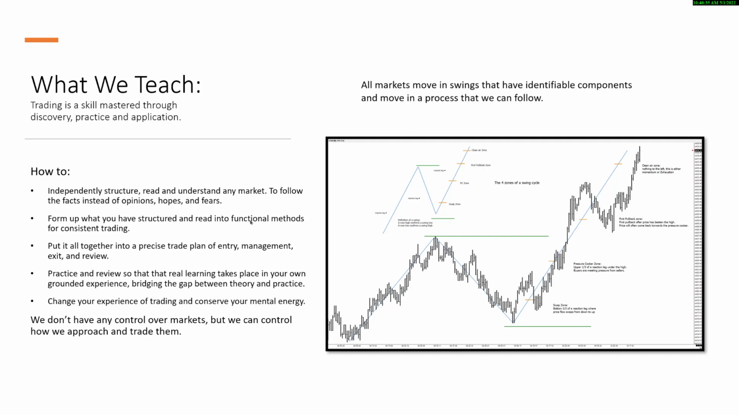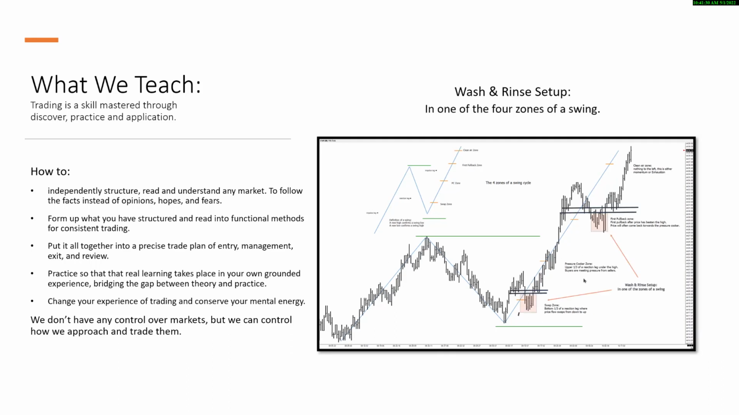Now, you will be learning several methods, but the first and main method you'll be learning to apply will be a wash and rinse setup. A wash and rinse that will happen in one of the zones of the swing. So all you need to know, and we learn this in the technical lessons, is how to distinguish a wash and rinse in a swing. So you see here in this chart we've structured this in steps, right? First the swing, the zones, and now you can start to make the distinction of a wash and rinse. This is what we'll learn.